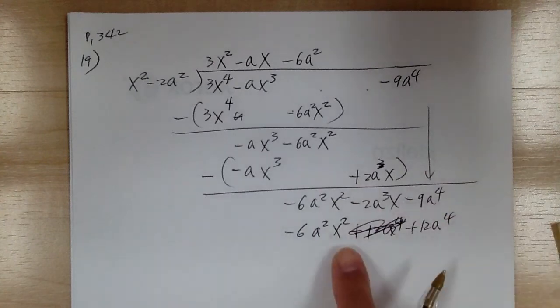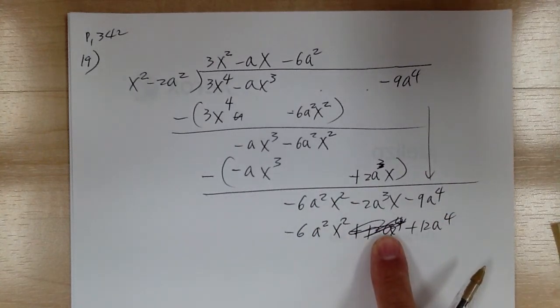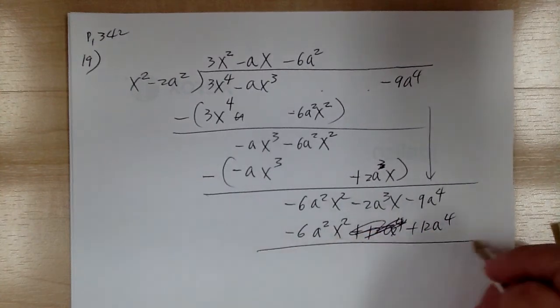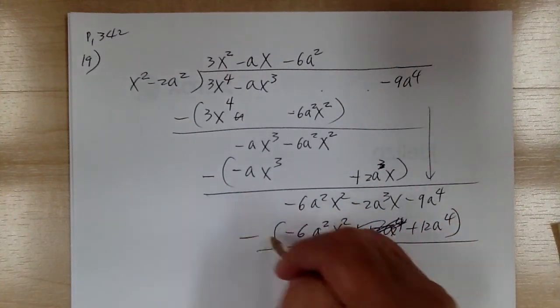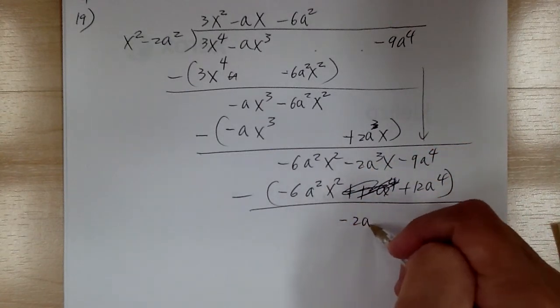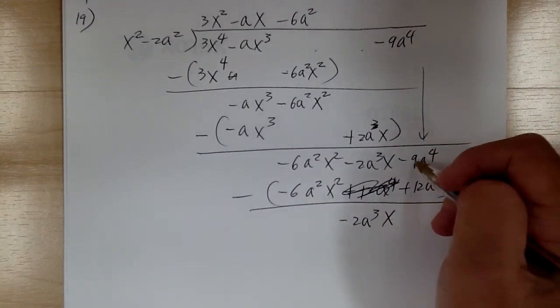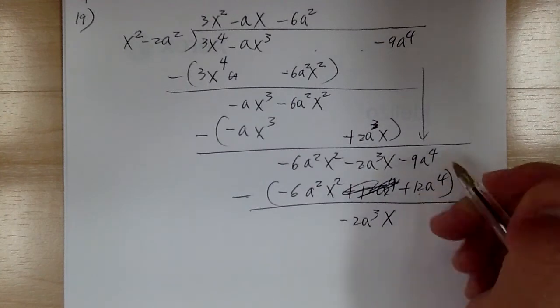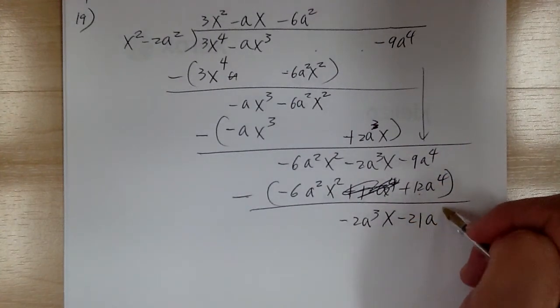So you have to line up, right? This is x squared, this is for x, this is for x to the 1, right? So leave a blank. Subtract, so again this cancels out. Okay, this will give me negative 2a to the 3x. Now negative 9 minus 12 will give me minus 21 a to the 4.